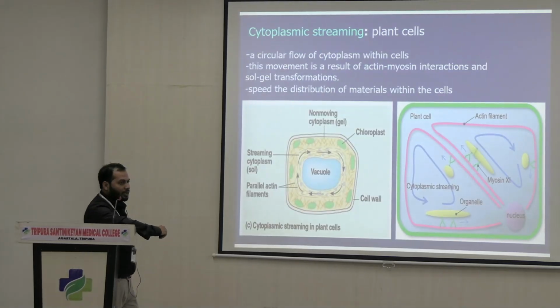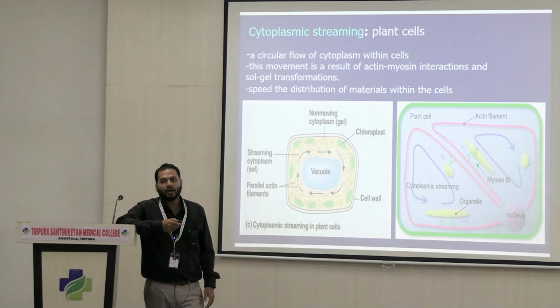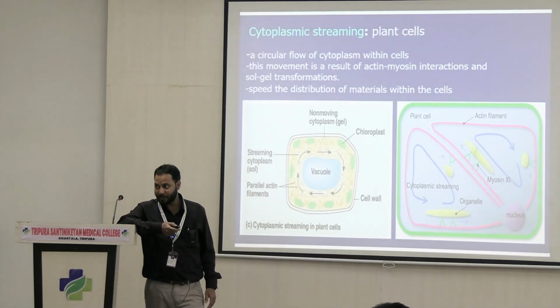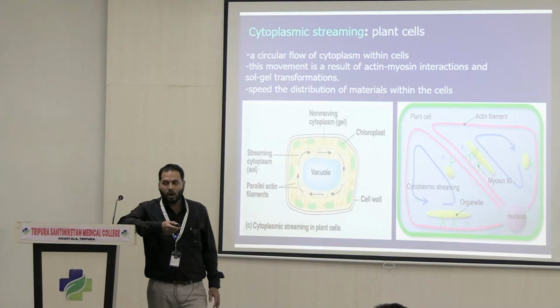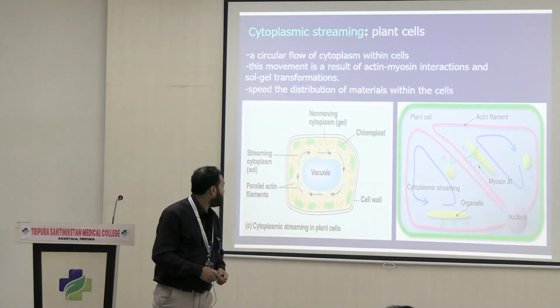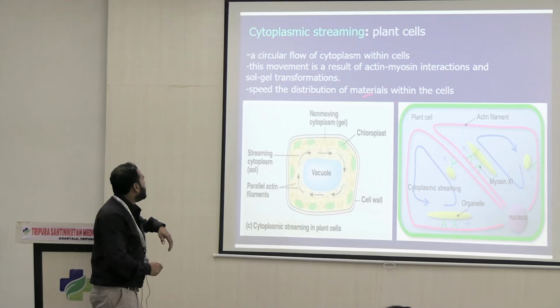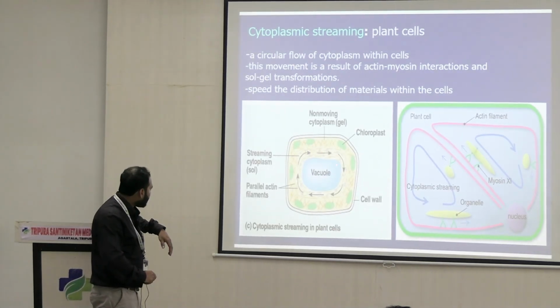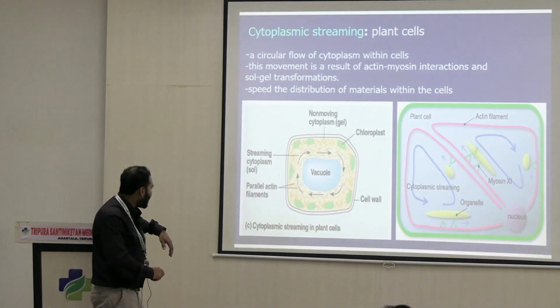Another important property of the cytoskeleton is cytoplasmic streaming. So what is cytoplasmic streaming? It's also a kind of motion, but it is very specific. Here you can see how different types of molecules move inside the cell cytoplasm. It is a circular flow of cytoplasm within the cell.